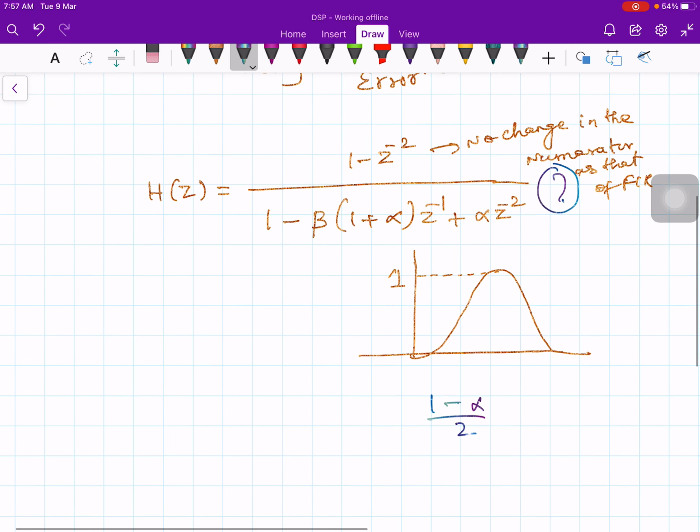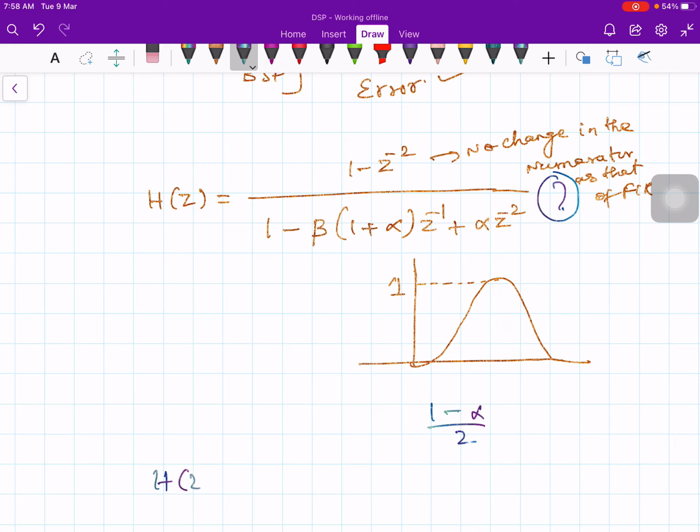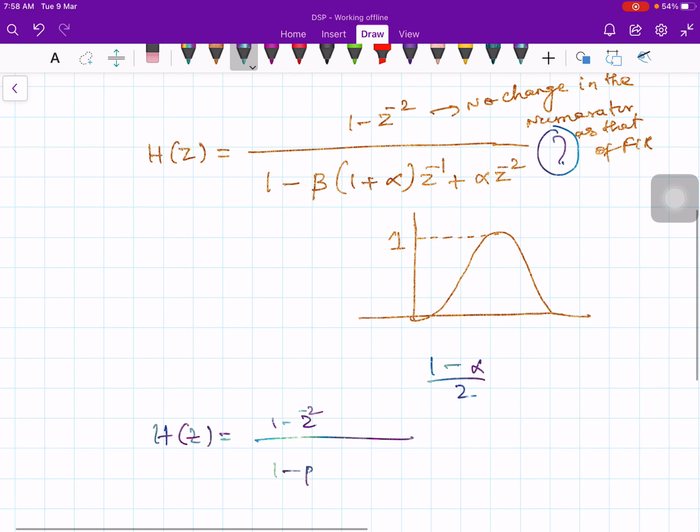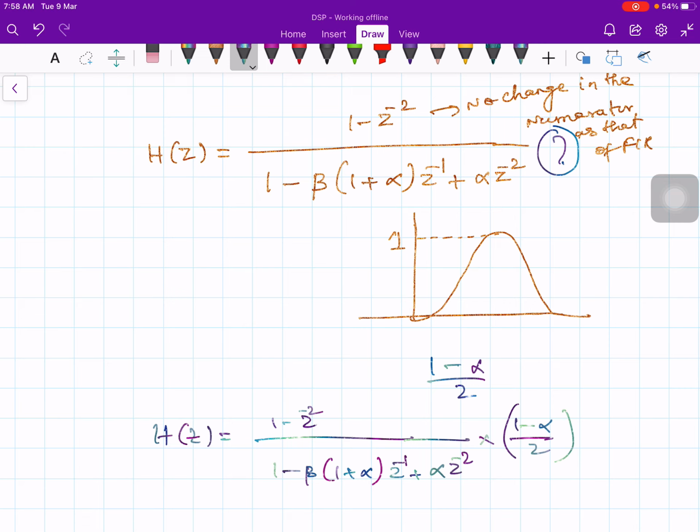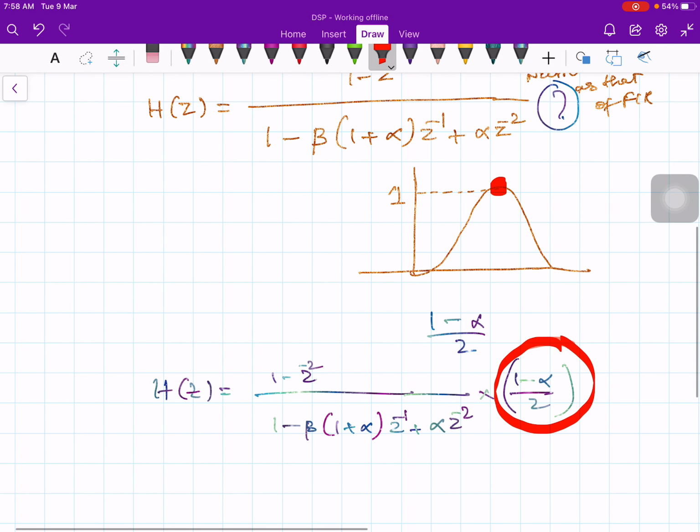So therefore your H of z is modified as 1 minus z to the minus 2 in the numerator. In the denominator, 1 minus beta times 1 plus alpha z inverse plus alpha z to the minus 2, and you multiply by (1 minus alpha) by 2. Why did I need this multiplying constant? Because to make sure that the maximum value is 1. Okay, so this (1 minus alpha) by 2 ensures that the maximum value is unity.